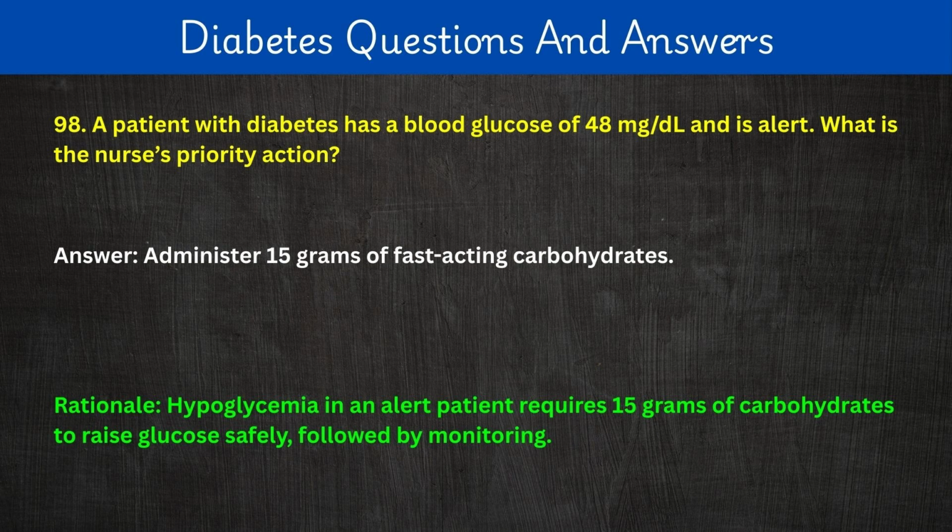98. A patient with diabetes has a blood glucose of 48 milligrams per deciliter and is alert. What is the nurse's priority action? Answer: administer 15 grams of fast-acting carbohydrates. Rationale: hypoglycemia in an alert patient requires 15 grams of carbohydrates to raise glucose safely, followed by monitoring.